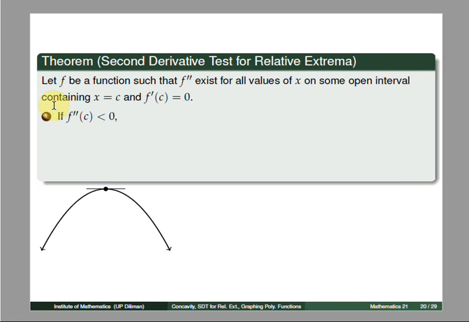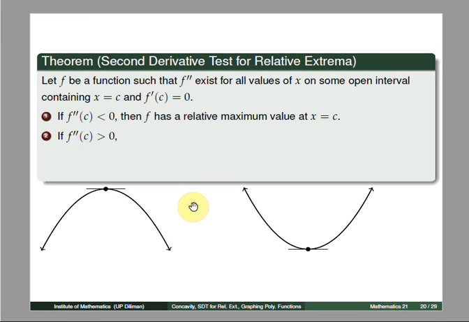Now if in addition we have that f double prime of c is less than 0, which means that we are concave down at x equals c as illustrated below, concave down, horizontal tangent line. This shows that f has a relative maximum value at x equals c. On the other hand, if f double prime of c is greater than 0, which translates to the function being concave up at x equals c, so we have concave up, horizontal tangent line, and hence f has a relative minimum value at x equals c.